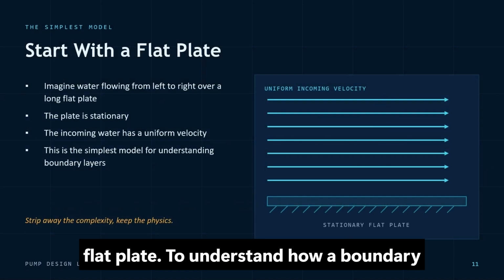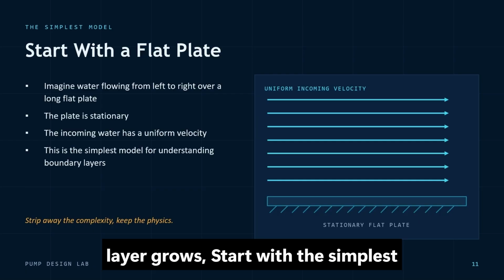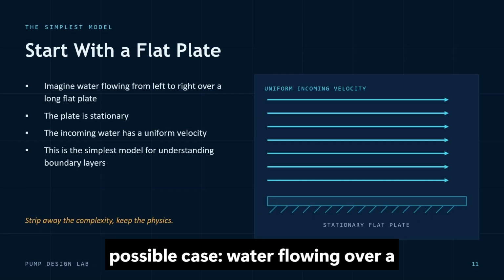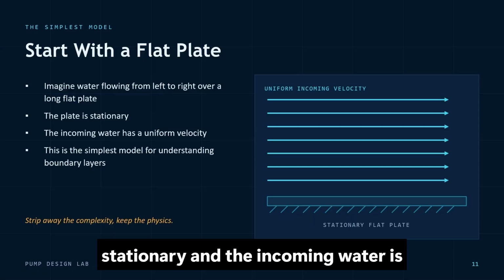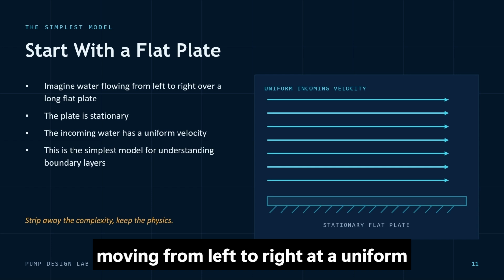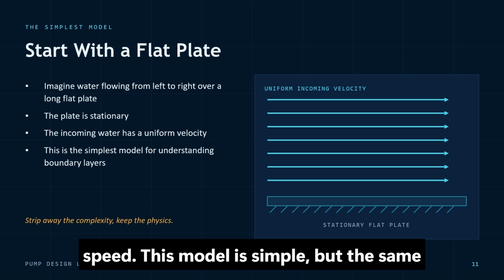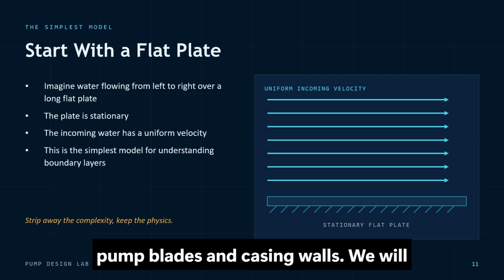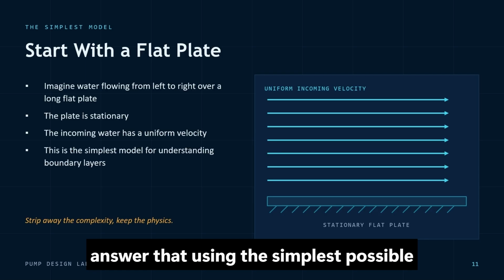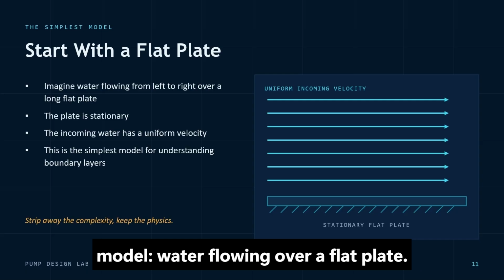To understand how a boundary layer grows, start with the simplest possible case: water flowing over a long, smooth, flat plate. The plate is stationary, and the incoming water is moving from left to right at a uniform speed. This model is simple, but the same physical process later appears on curved pump blades and casing walls. We will answer that using the simplest possible model: water flowing over a flat plate.